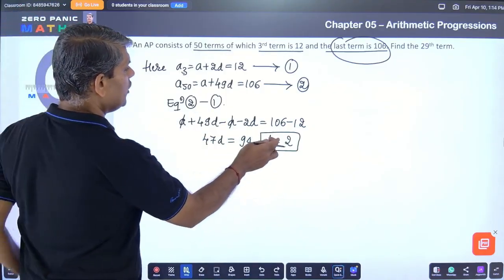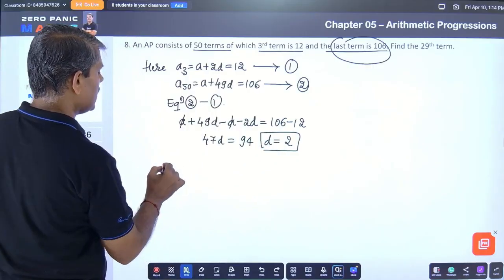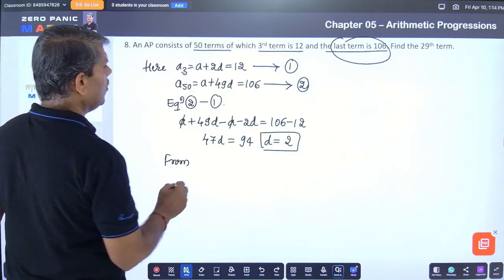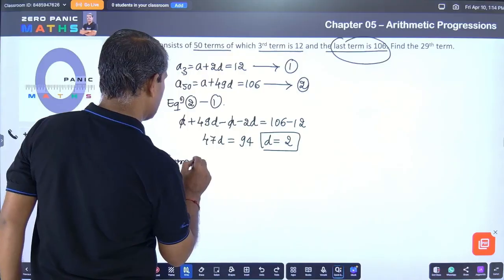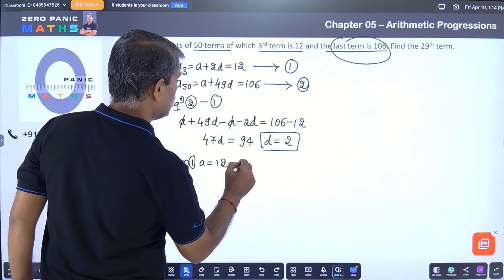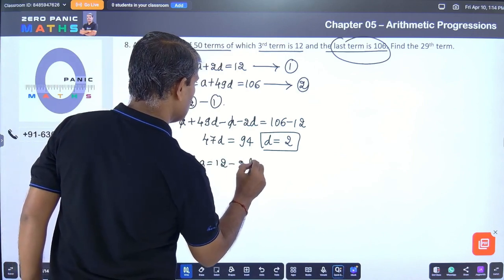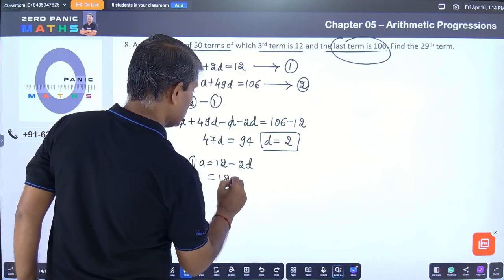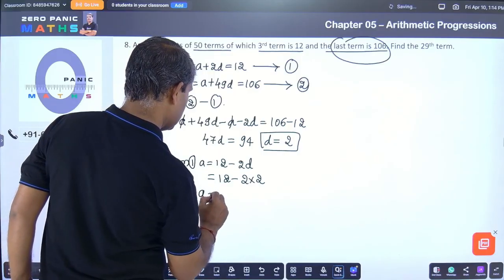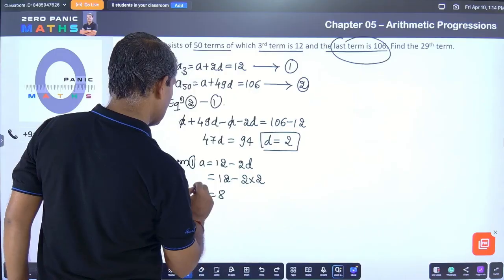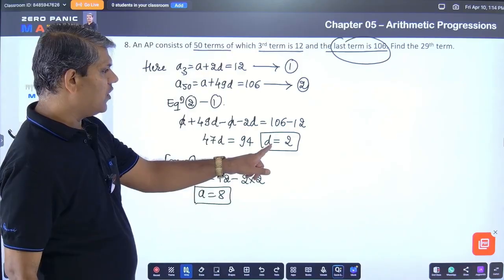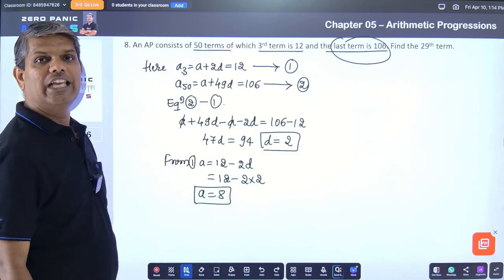So substitute the value of D in equation 1. You can get the value of A. So from equation 1, A is equal to 12 minus 2D, and D is 2. 12 minus 2, sorry, 12 minus 4, that is 8. So we know the value of A, we know the value of D. Can we find the value A29?